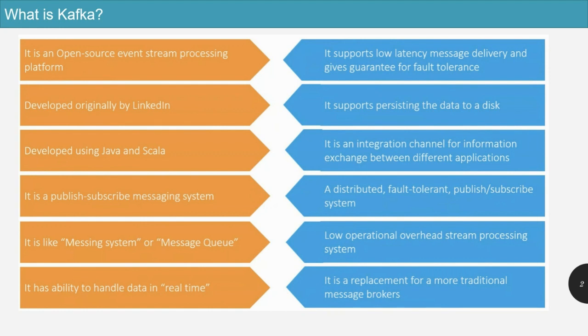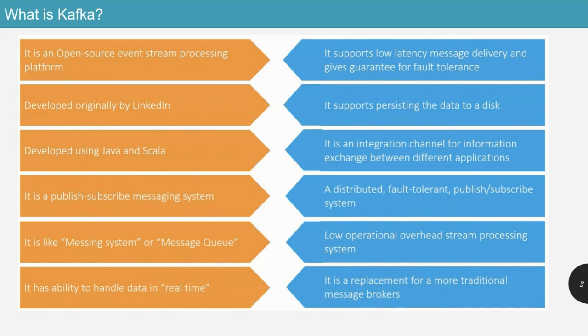Kafka is also called a publish subscribe messaging system. That is, it is a messaging pattern where senders of the messages are called publishers. They do not program the messages to be sent directly to specific receivers called subscribers, but instead categorize published messages into a kind of pipe or system without knowledge of the subscription.